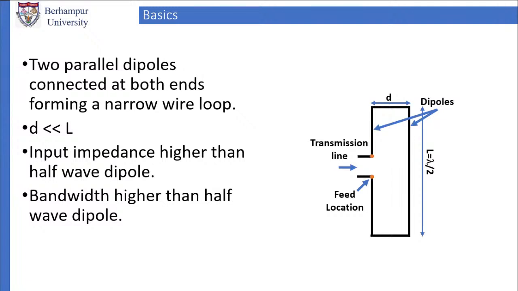Therefore, we require the input impedance of the folded dipole to be higher than the half-wave dipole. We will see how, or why, it will be higher. There are two methods, and we will see both. Then bandwidth also has to be higher than the half-wave dipole antenna. If bandwidth is higher, then we can cover a broad spectrum of frequency. That is why we require a higher bandwidth.